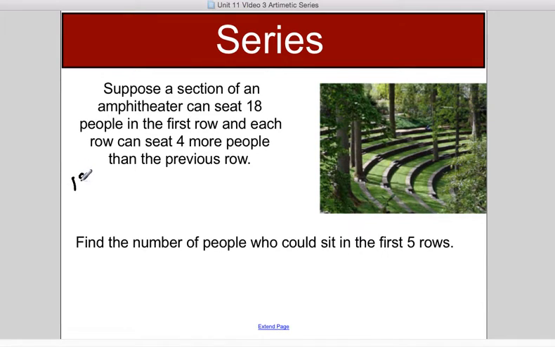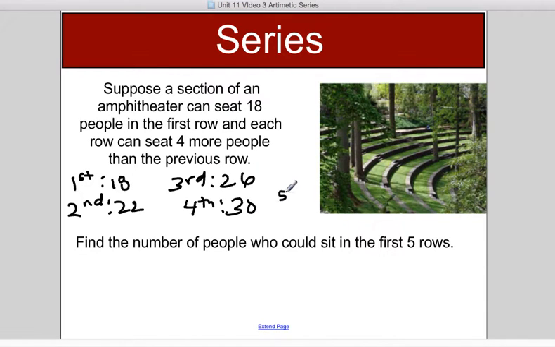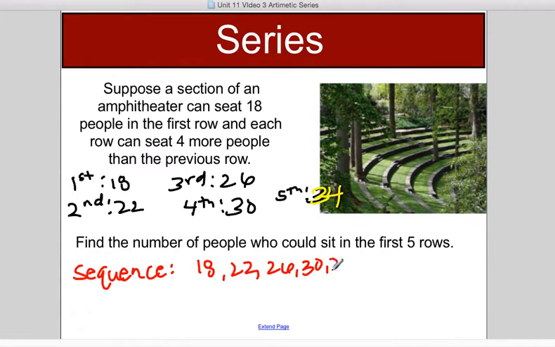Okay, so in our first row, we would have 18. In our second row, we would have 18 plus 4, so 22. In our third row, we'd have 22 plus 4, so 26. In our fourth row, we would have 26 plus 4 is 30. And lastly, in our fifth row, we would have 30 plus 4, so 34. All right, so what we want to know is the number of people who can sit in the first 5 rows. Well, this would be a sequence if I just wrote the numbers out: 18, 22, 26, 30, and 34.